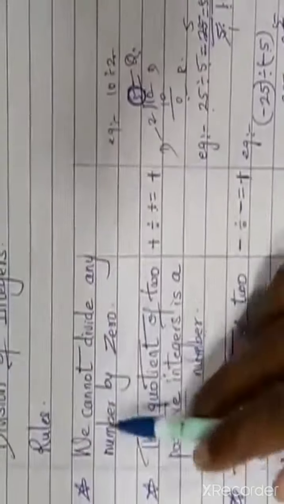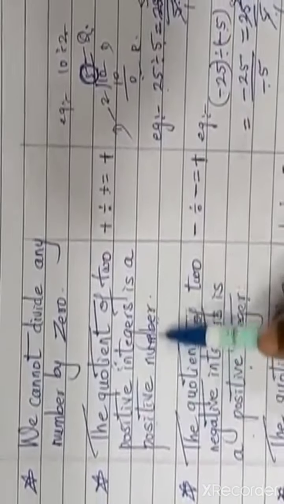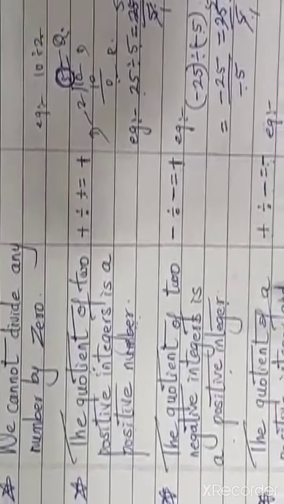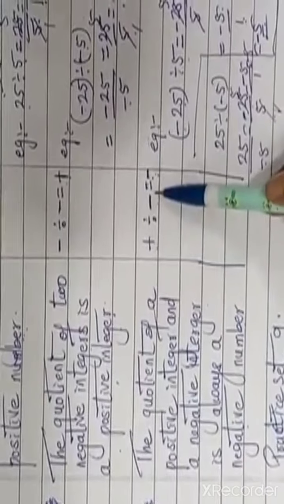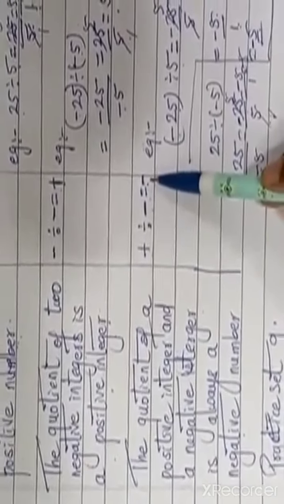One more time we will just revise these 4 rules. We cannot divide any number by 0. The quotient of 2 positive integers is a positive number. The quotient of 2 negative integers is a positive number. The quotient of a positive integer and a negative integer is always a negative number. Okay, so based on this we will solve practice set number 9.